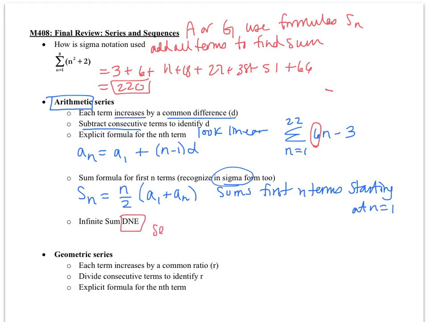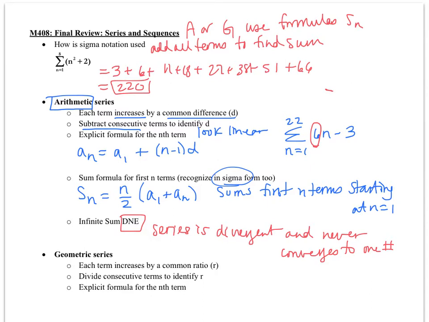This is because the series is divergent and never converges to one number. Alright, so next up is geometric.